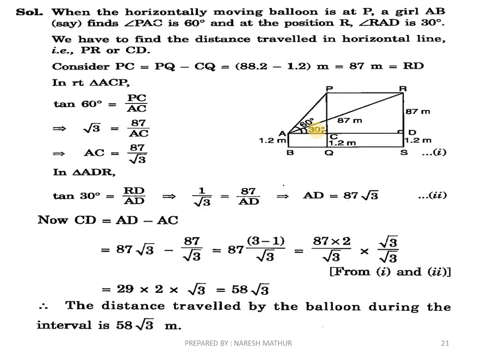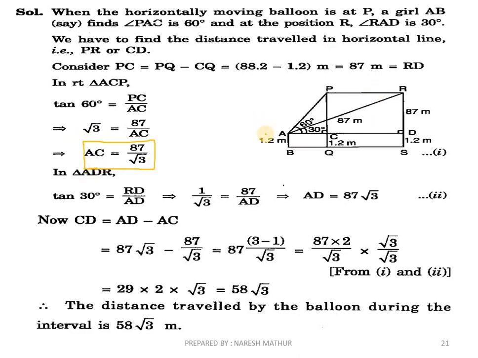Now in triangle ACP, tan 60 equals to perpendicular upon base. Perpendicular would be taken as 87, because PC is 87 meter. So tan 60 equals to PC upon AC, so 87 upon AC. So the AC length would be 87 by root 3.